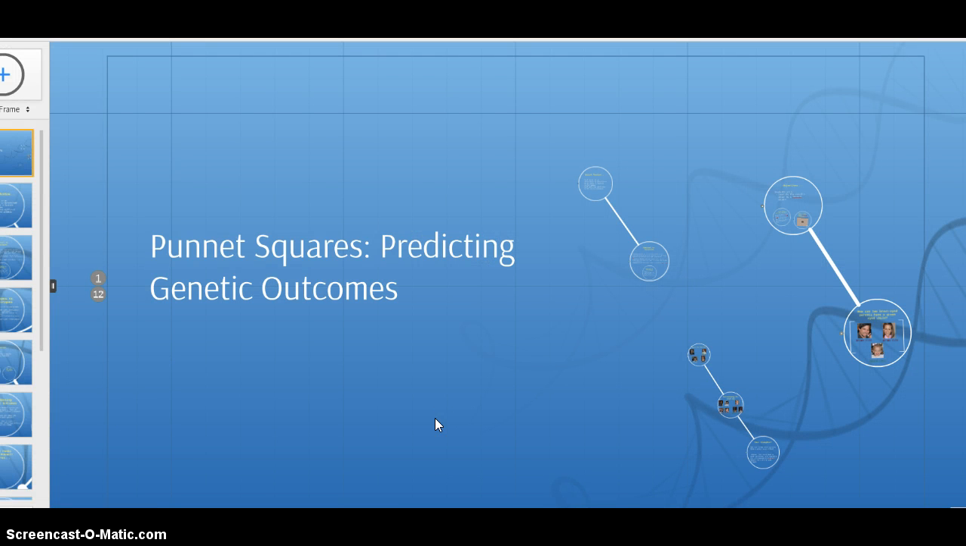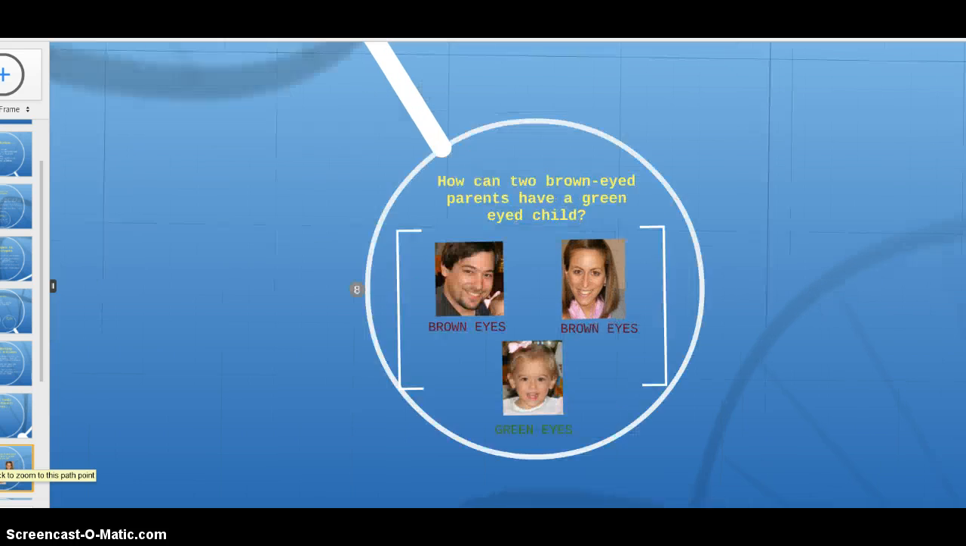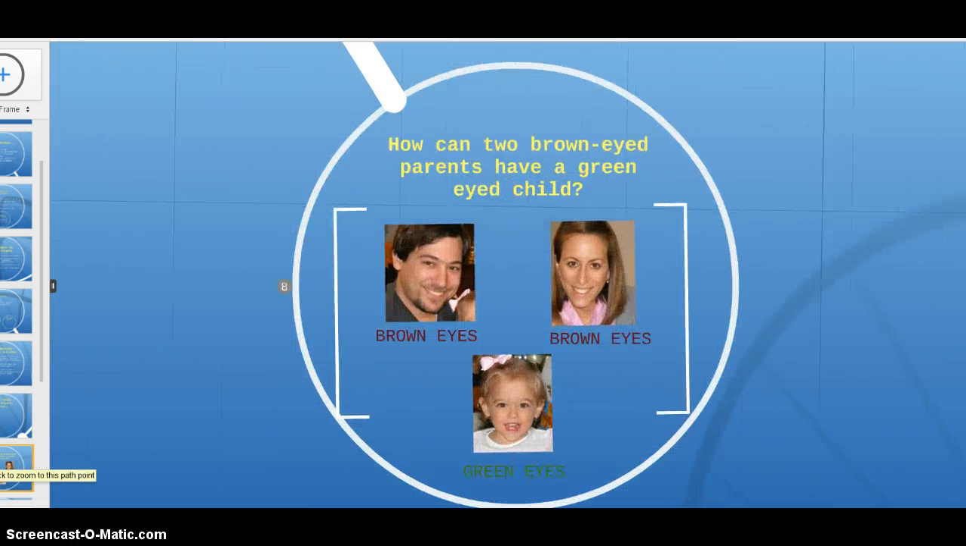Punnett squares, predicting genetic outcomes. Real life situation. So let's take a look at my family, because that's what our example is going to be about. And the question I'm posing to you is, how can two brown-eyed parents have a green-eyed child?